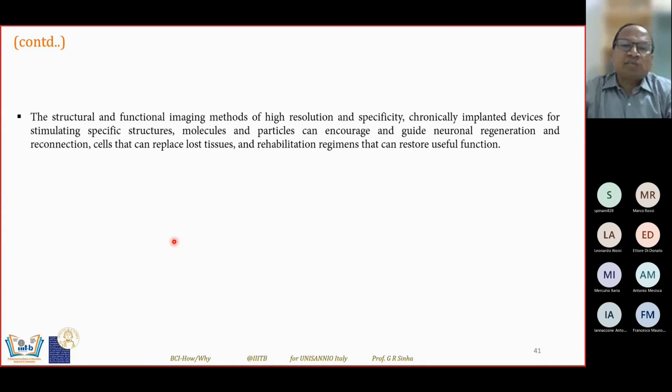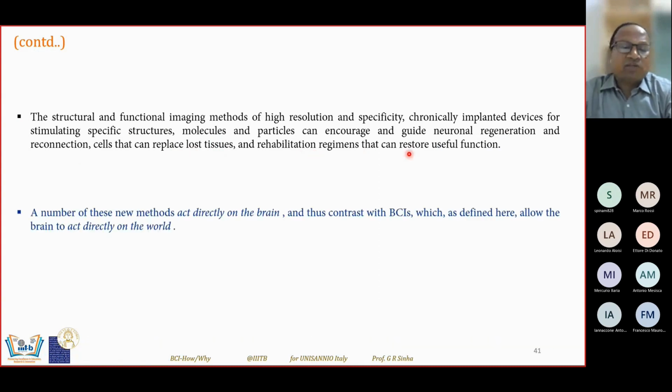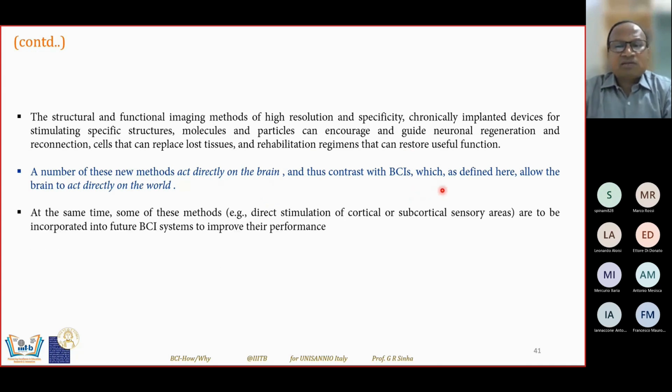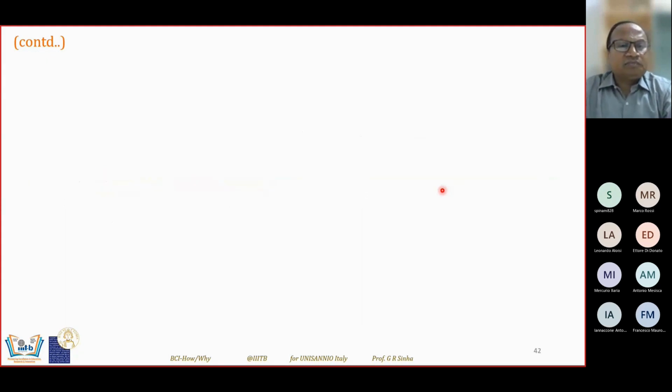Structural and functional imaging methods of high resolution and specificity, chronically implanted devices for stimulating specific structures, molecules, particles can encourage and guide neuronal regeneration and reconnection, and we can replace lost tissues and rehabilitation regimens that can restore useful function with the help of BCI. A number of new methods which operate directly on the brain, unlike BCI, are defined also, and we'll, I think, probably discuss them in the next lecture.